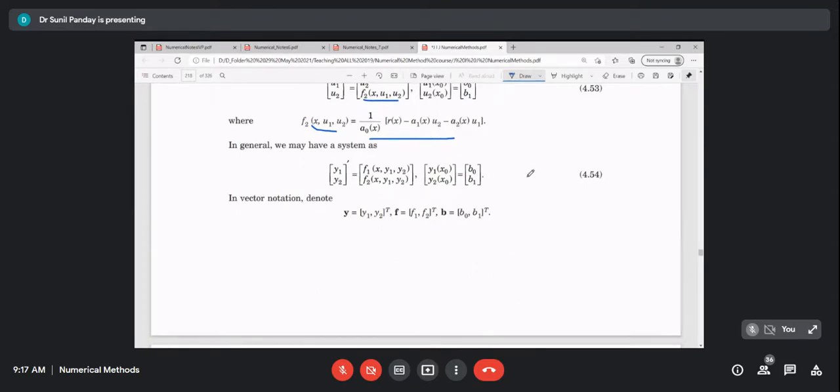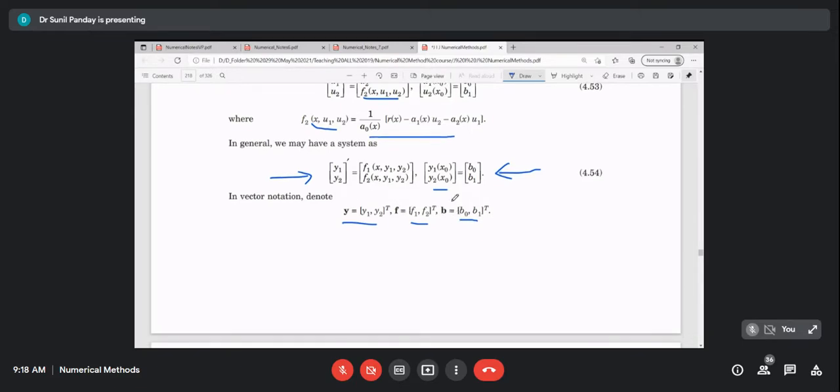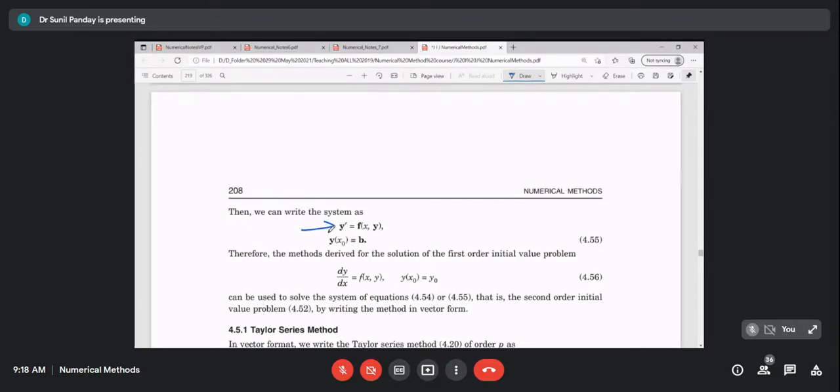So in general, instead of having u1, u2 as new variables, maybe the problem given to you is already a system of first order differential equations. You can represent them in the form of this matrix equation, where this y1 y2 dash matrix is this one, and this f is this and b is this one, b naught b1 transpose, this was f1 f2 transpose, and then we write y dash equals f of x, y.